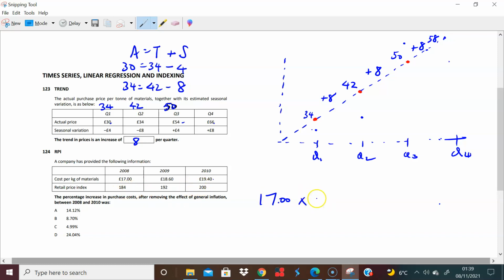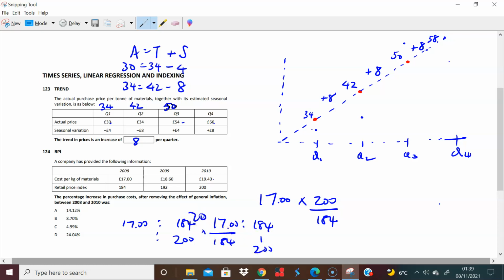So the inflation was 17 times 200 over 184, right? Because at this point you had £17 at the index of 184. I need what the price is at 200. It's almost like ratio analysis. If £17 is 184, then what is the index of 1? That is, divide both sides by 184. And now I want what 200 is, so I simply multiply by 200. And that's what I'm doing over here.